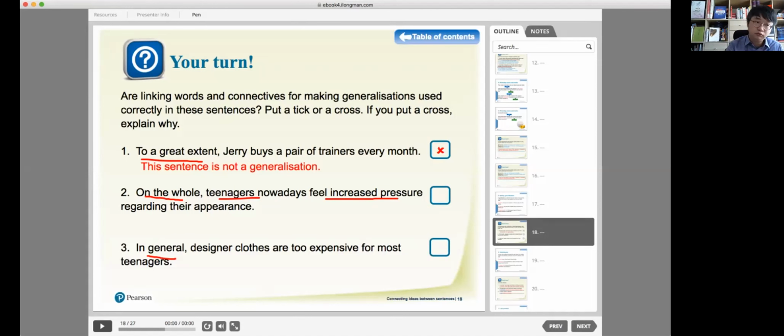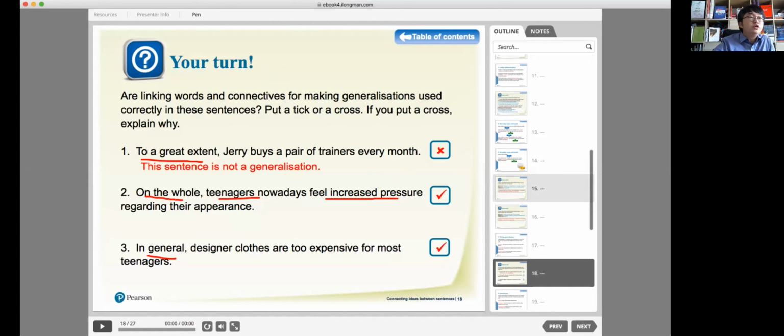Yes. And the last one: in general, designer clothes are too expensive for most teenagers. Is this a generalization? Maybe. Yes. Why? Is this true for every teenager? Maybe not. Maybe some students say, I'm very, very rich and I always buy designer clothes. I don't think designer clothes are expensive. So therefore, we give it a tick because it's a generalization.